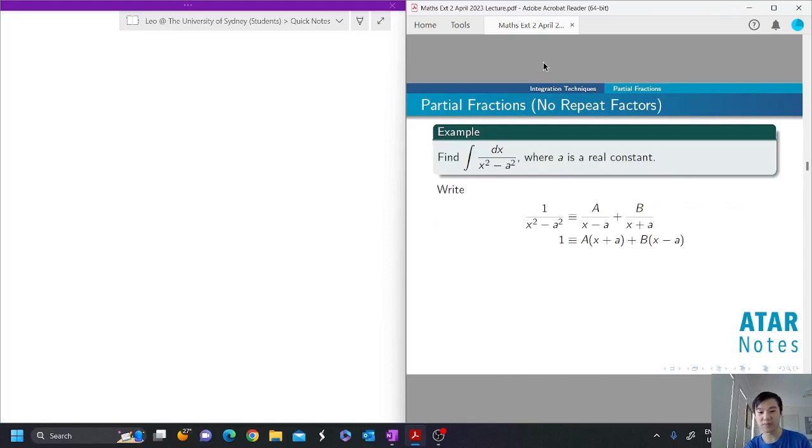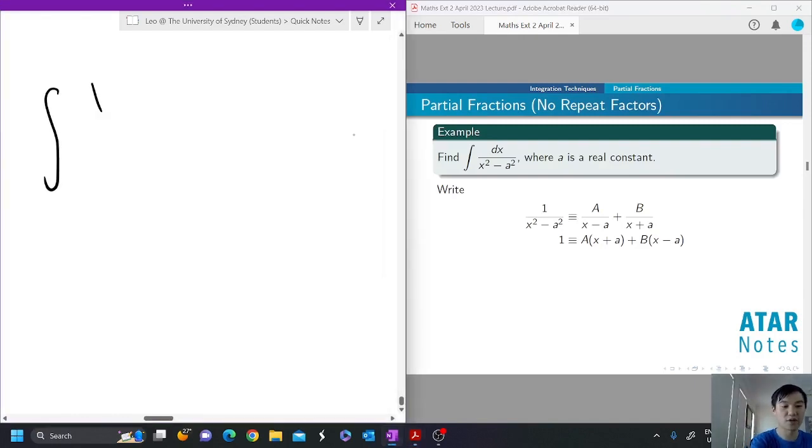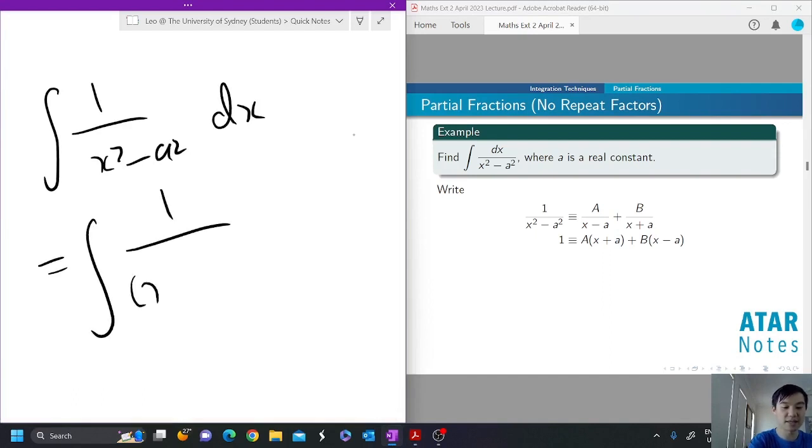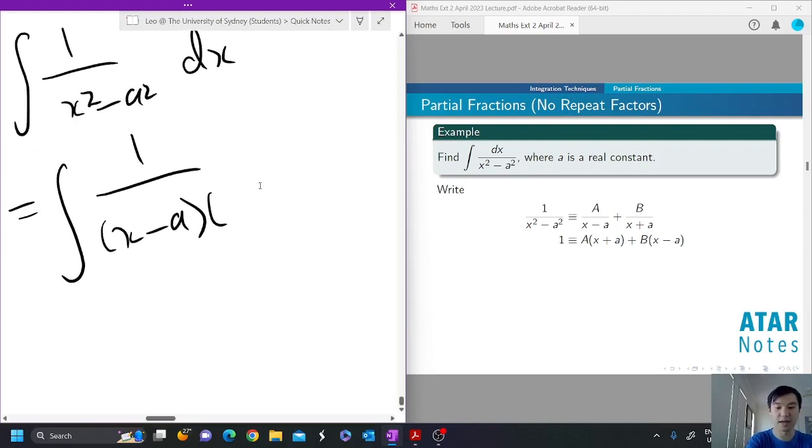So let's say you want to integrate 1 over x squared minus a squared. Well, we know that this can be factorized, using the difference of two squares, as x minus a times x plus a.